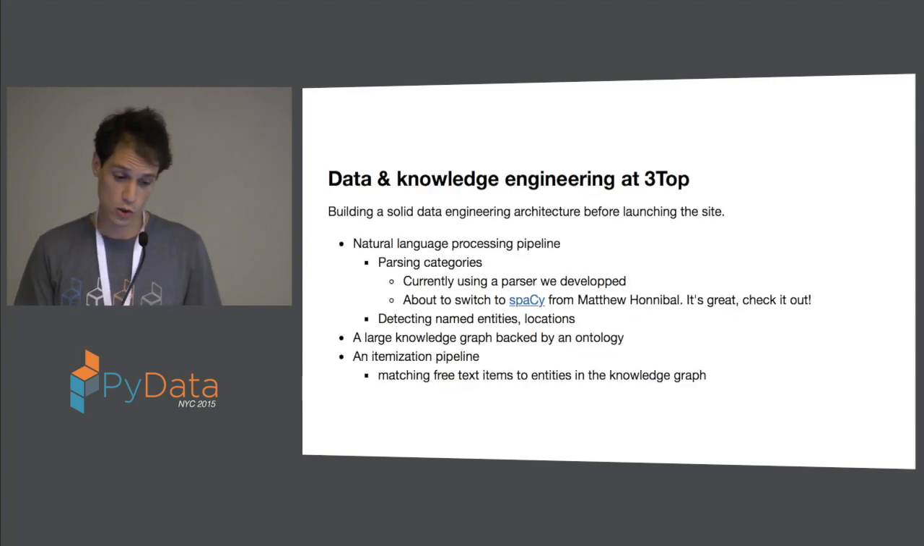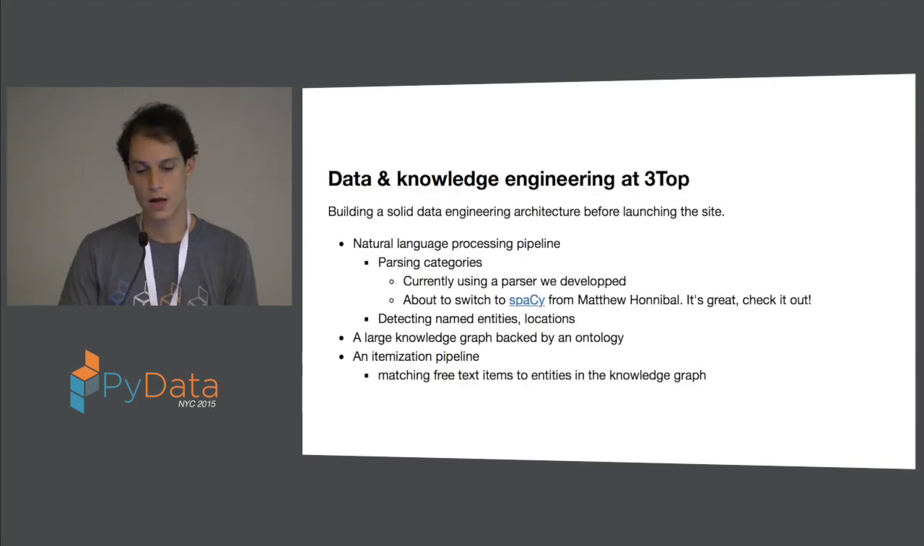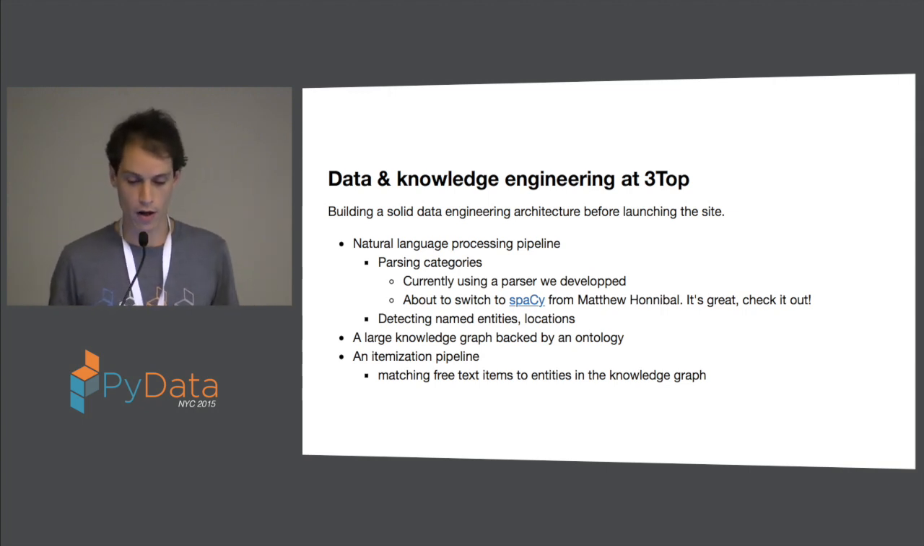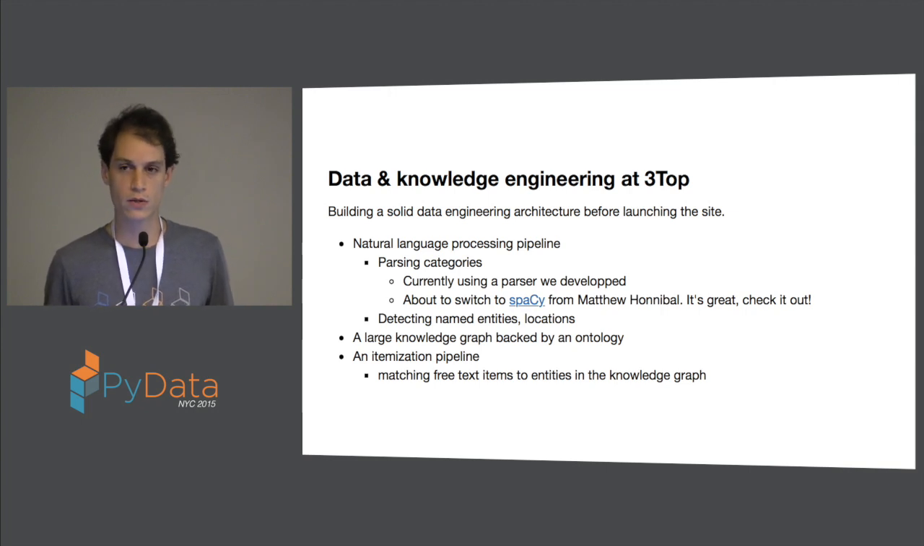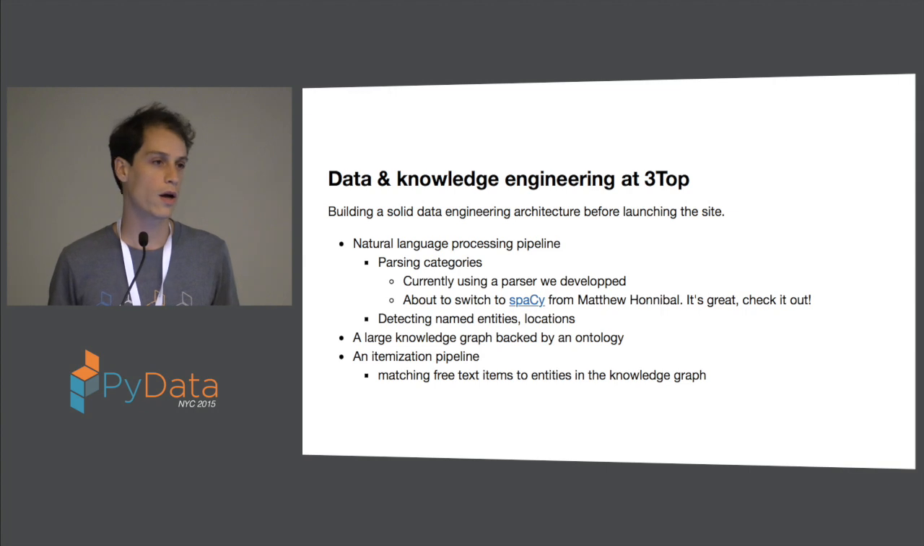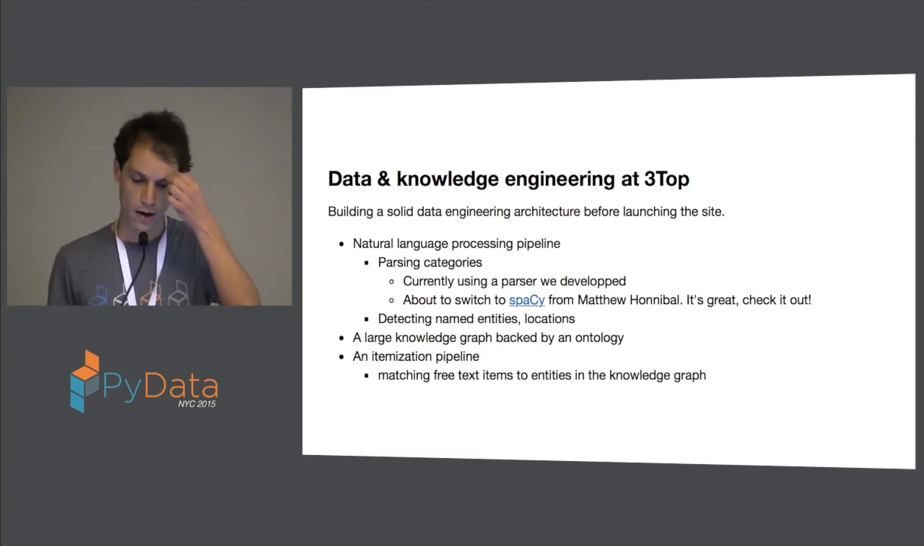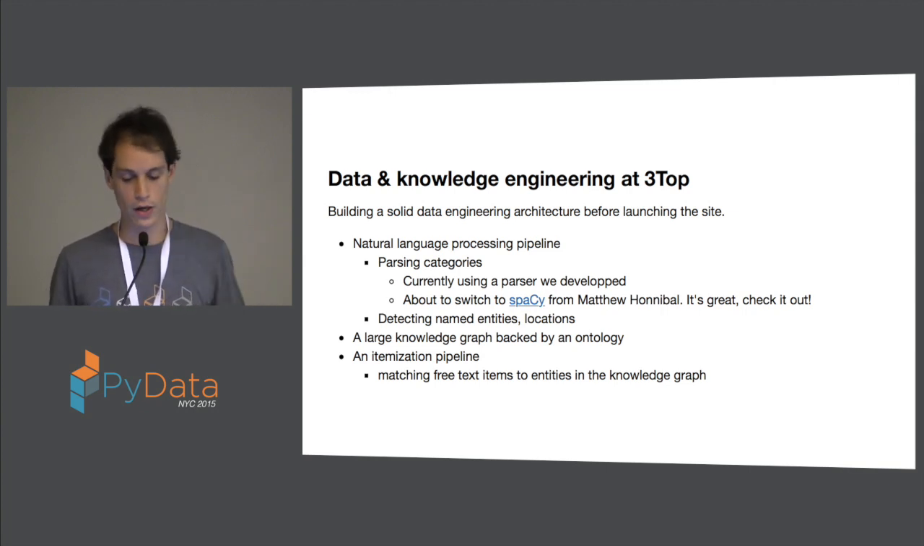So for that, we have a data engineering pipeline where we are doing NLP to process the categories. So we parse categories. We first developed our own parser. We are currently switching to spaCy, which is a great library. If you don't know it and you're doing NLP, it's a great Python library. We're also doing named entity recognition and linking. We're detecting location in categories.